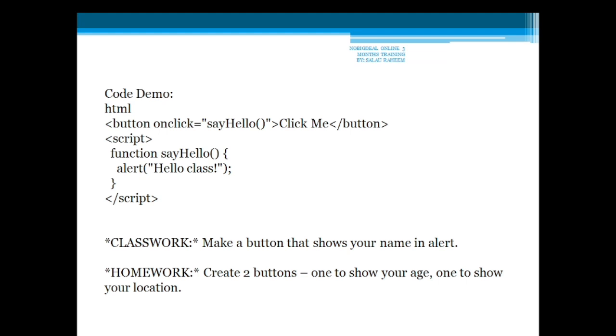Then the homework is that you create two buttons. This time around is no longer one button. You create two buttons, one to show your age, one to show your location. I want to believe that you understand it. That means you are creating a button onclick, say my name, a button onclick, say my age. Then you have to provide two functions for it.